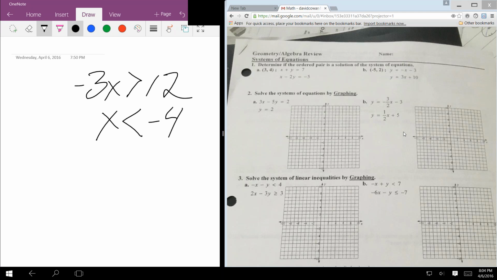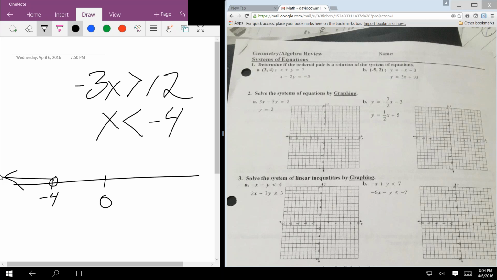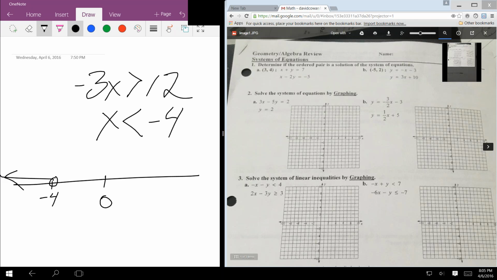If we're going to graph that, you graph these kinds of problems on the number line. So there's -4. First of all, do I have an open dot or a closed dot? Open, because there's not an equal sign. And do I go to the right or the left for a less-than sign? You go to the left. We did some of these, didn't we? I believe we did.